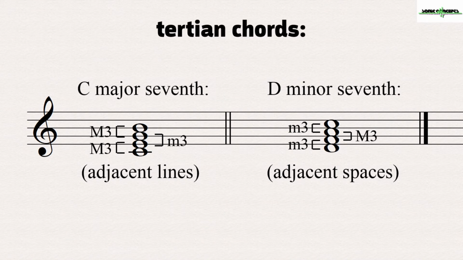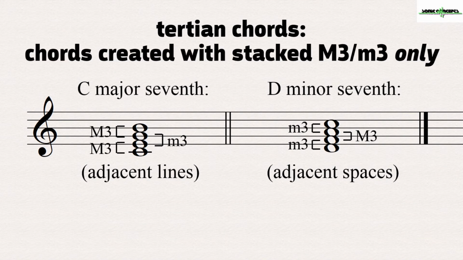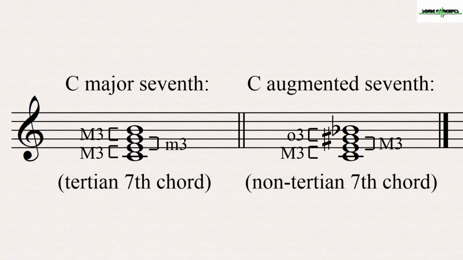To be completely accurate, in a strict sense, chords consisting of stacked thirds must contain only major or minor thirds to be considered tertian. Chords such as the augmented 7th chord, which consists of a major third and a diminished third, are referred to as non-tertian chords since it also contains a diminished third.